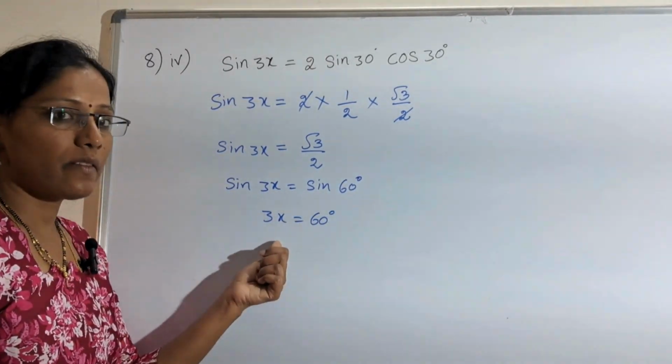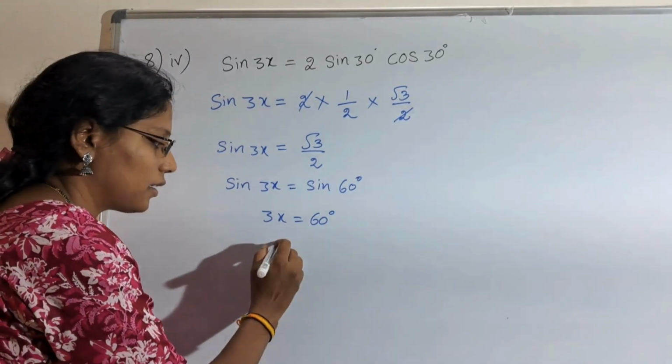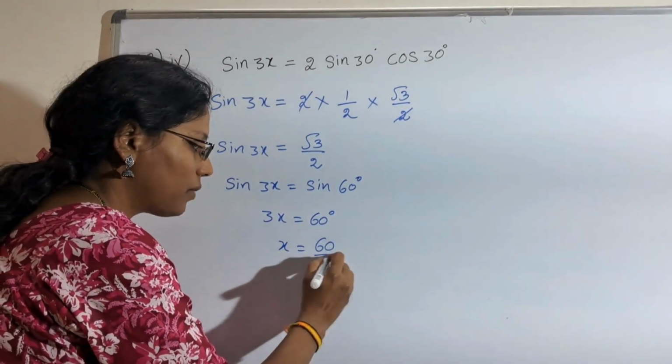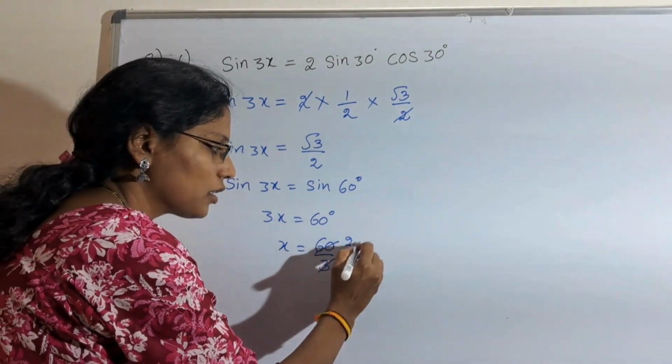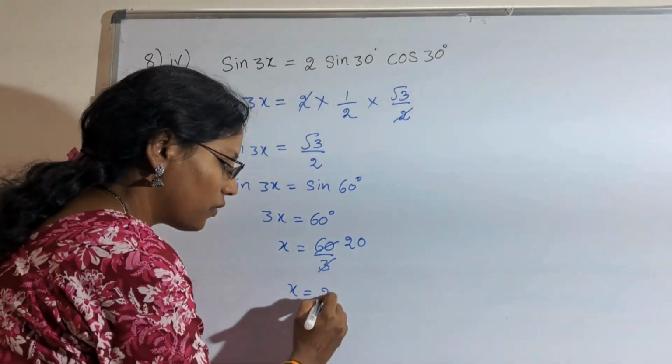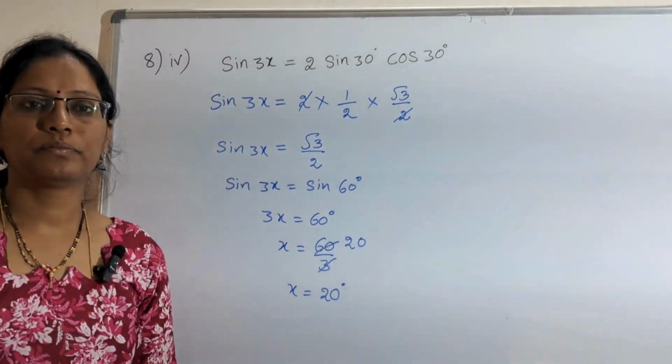But we want the value of x. Here 3 shifts to the right side. x is equal to 60 by 3. 3 times 2 is 6, 3 times 20 is 60. x is equal to 20 degrees.